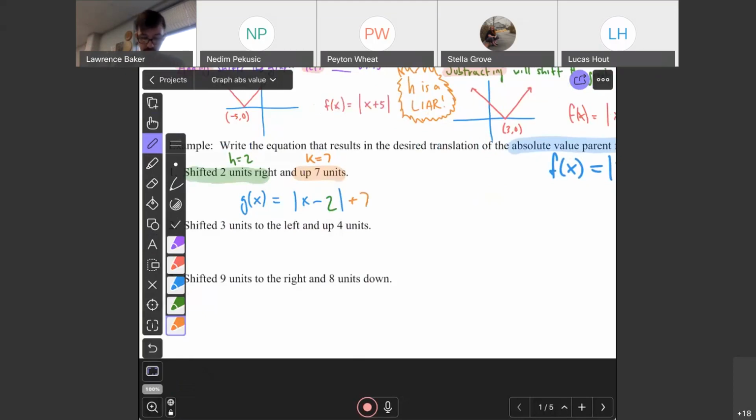So we see that h is 2, but it looks like minus 2. K is 7, we trust k. So this is how we would take our absolute value function and shift it 2 units to the right and 7 units up by using this equation.